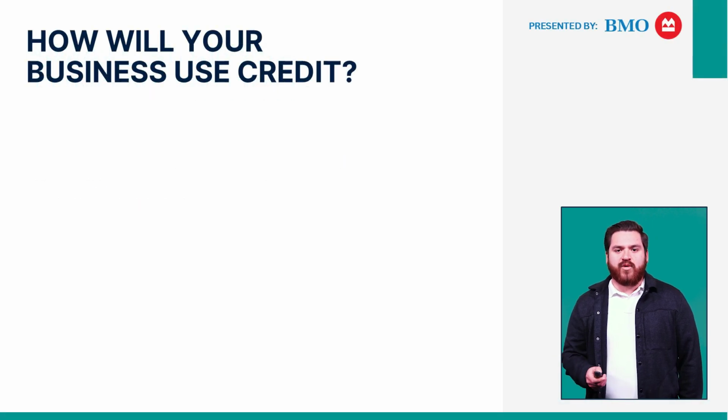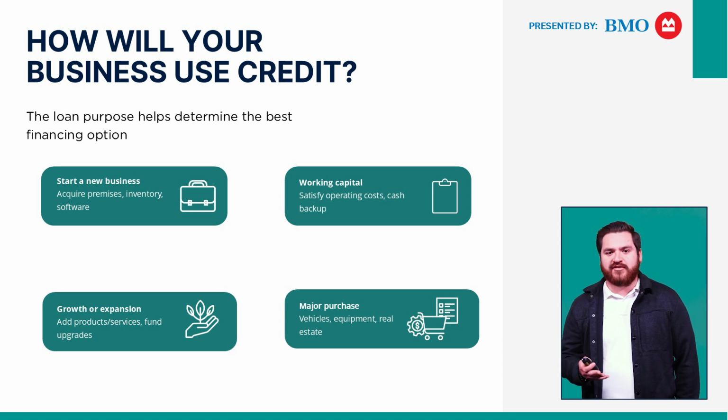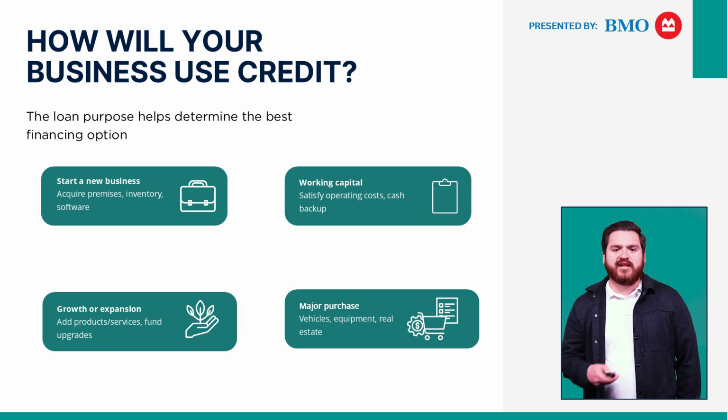To begin, let's start by asking the question, how will your business use credit? A couple of common uses are, number one, starting a new business and paying for startup costs. Number two, for growth or expansion of your business, whether you want to add a new product or service or upgrade your current product or service. Number three would be for working capital, which can include things like operating costs, payroll, or a cash reserve. And number four is for major purchases such as vehicles, equipment, or real estate. There may be other reasons for your business to use credit, but it's important to start with this question before you begin looking at your lending options.